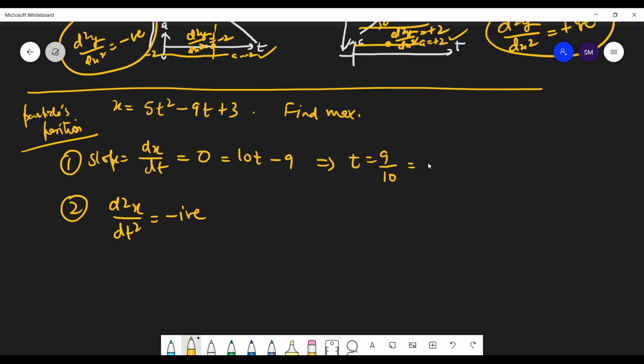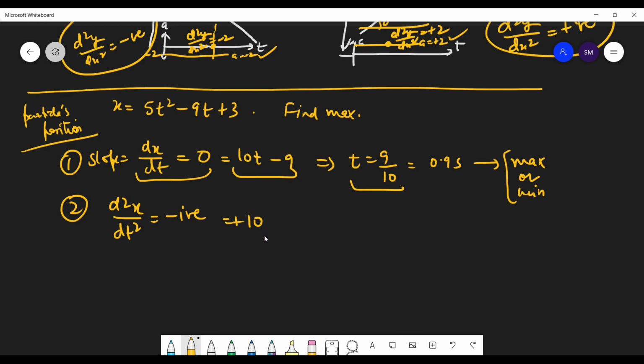Suppose you are throwing a ball up. It will be at the maximum position at this point, 0.9 second. Now the slope is 0, so you cannot tell whether this is maxima or minima. We know that this is either maxima or minima. But now the second derivative is supposed to be negative. So differentiate again. What do you get? 10.